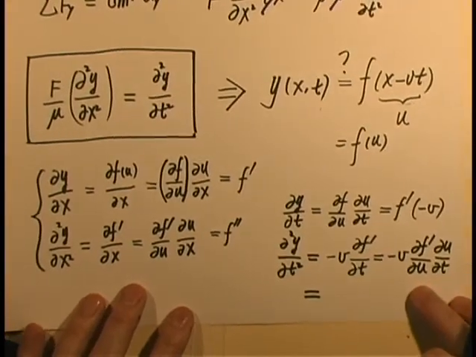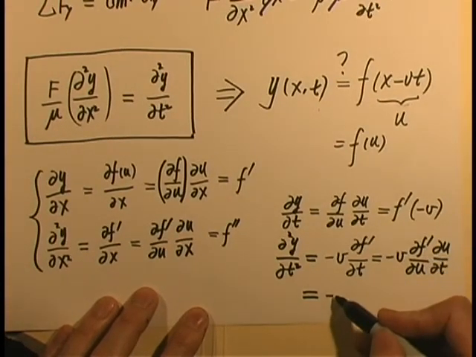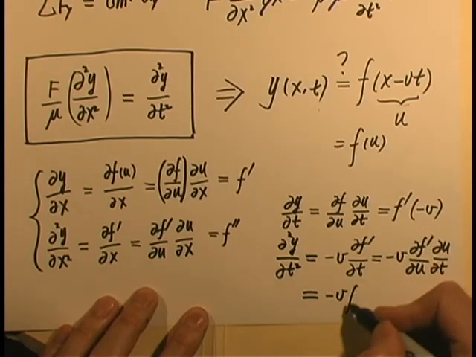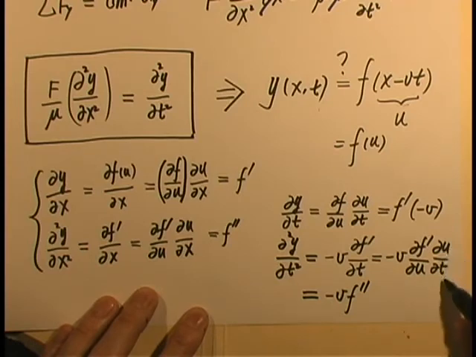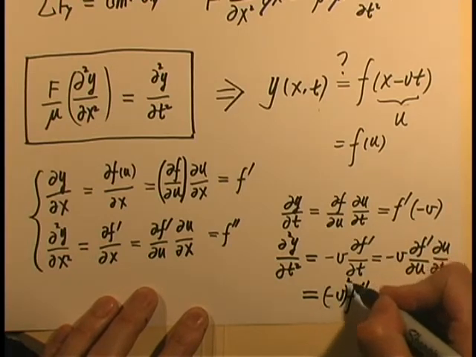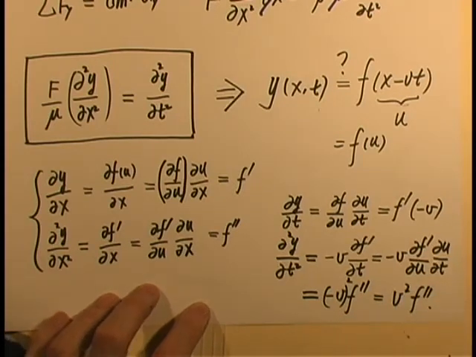Let's see what we get. We're almost there. Copy negative v, partial f prime, partial u. That is the second derivative, f double prime. What is partial u, partial t again? That is another negative v. So negative v squared. What do we get at the end? v squared f double prime.